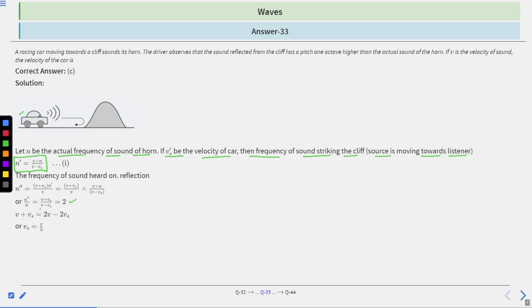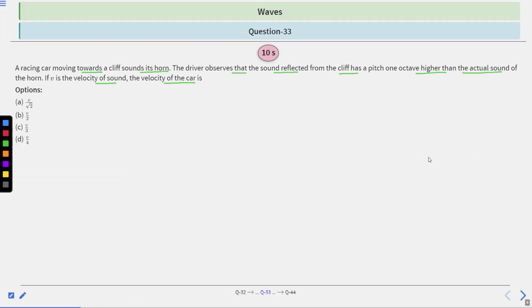Solving this equation, V plus Vs is equal to 2V minus 2Vs. So Vs, the velocity of the car, is V by 3. The question asks about the velocity of the car, so this is the velocity of the car, using the concept that the source is moving towards the listener. So the correct answer is C, V by 3. Next question.